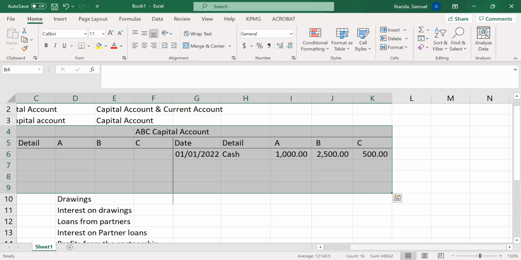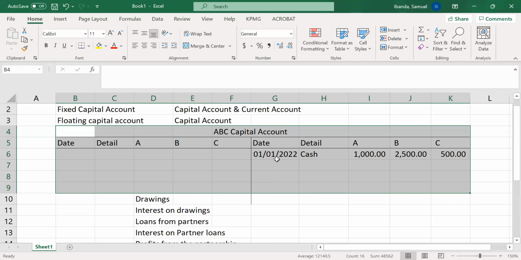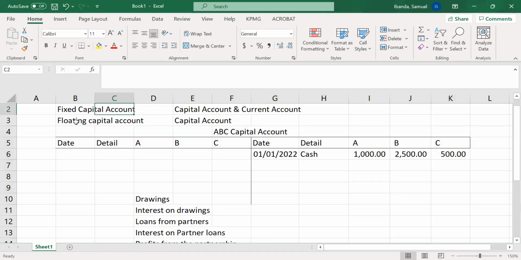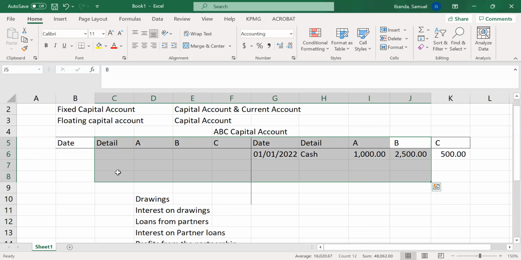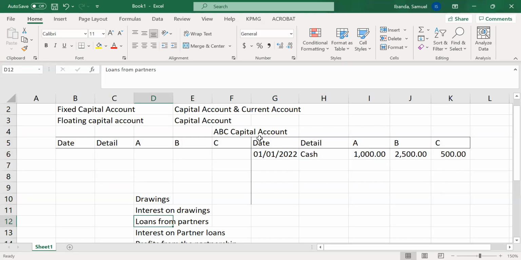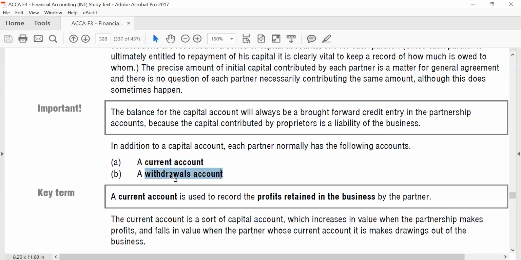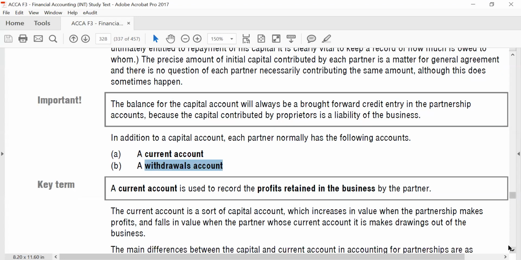That is when you are dealing with a fixed capital account. Now, when it comes to a floating, we don't have the current account. So it means that all these items that I've listed here are mixed up with even the capital that was contributed by the partners. So everything is recorded in a single account called a capital account. So we have the capital and the current account only when it is the fixed. There is also what we call a withdrawals account. We shall just see what that basically means.